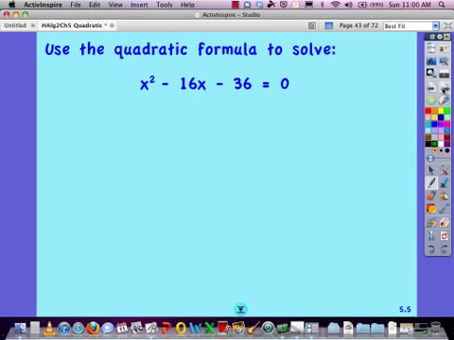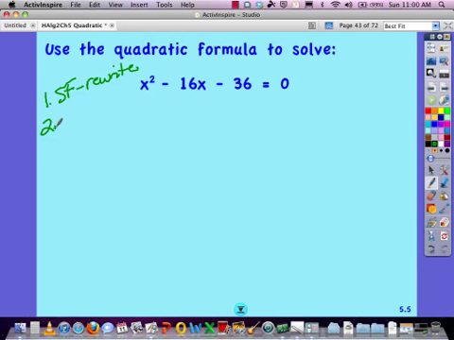All right, so now if it says use the quadratic formula to solve, job 1, is it in standard form? Okay, so that's the first question. Is it in standard form? If it's not, then you will want to rewrite it. I believe this one is in standard form.